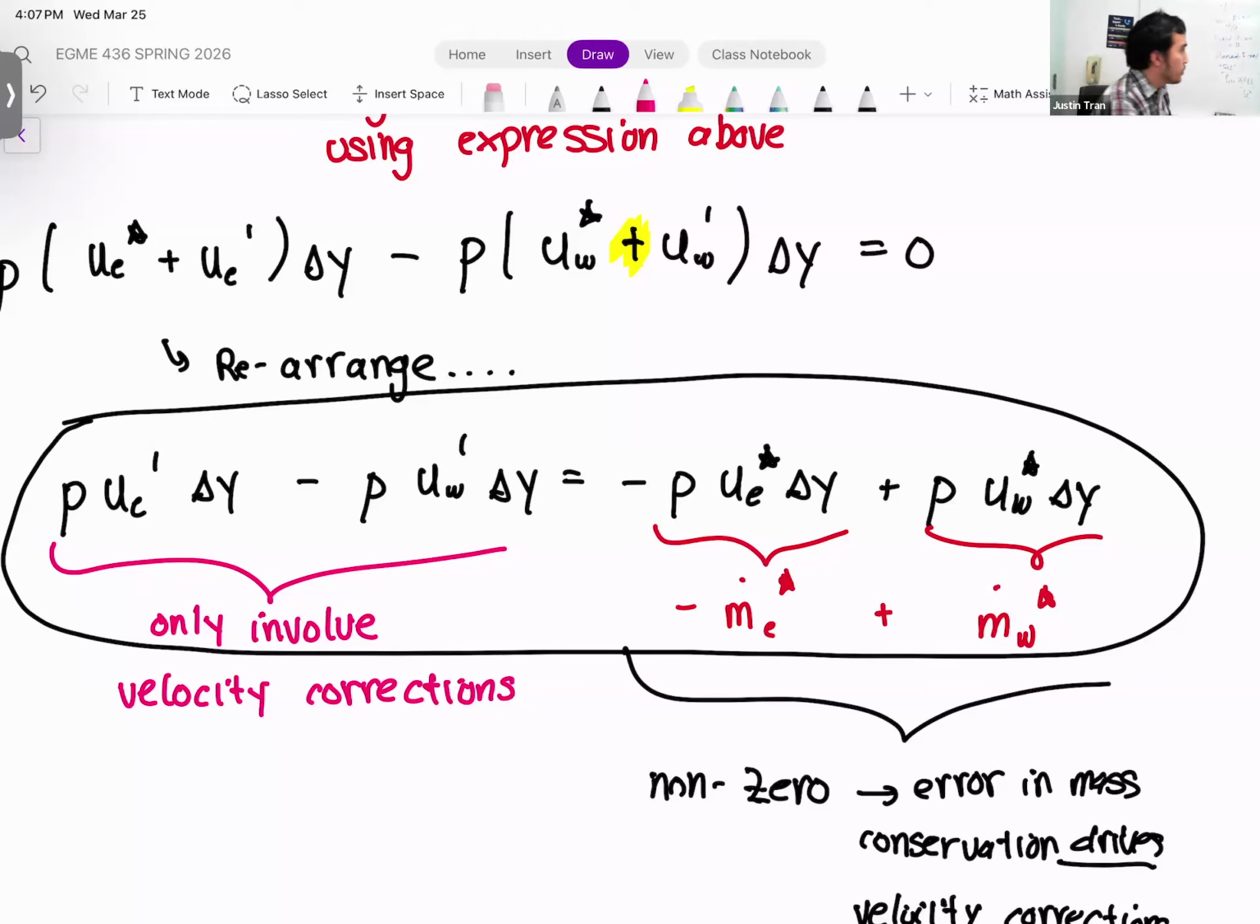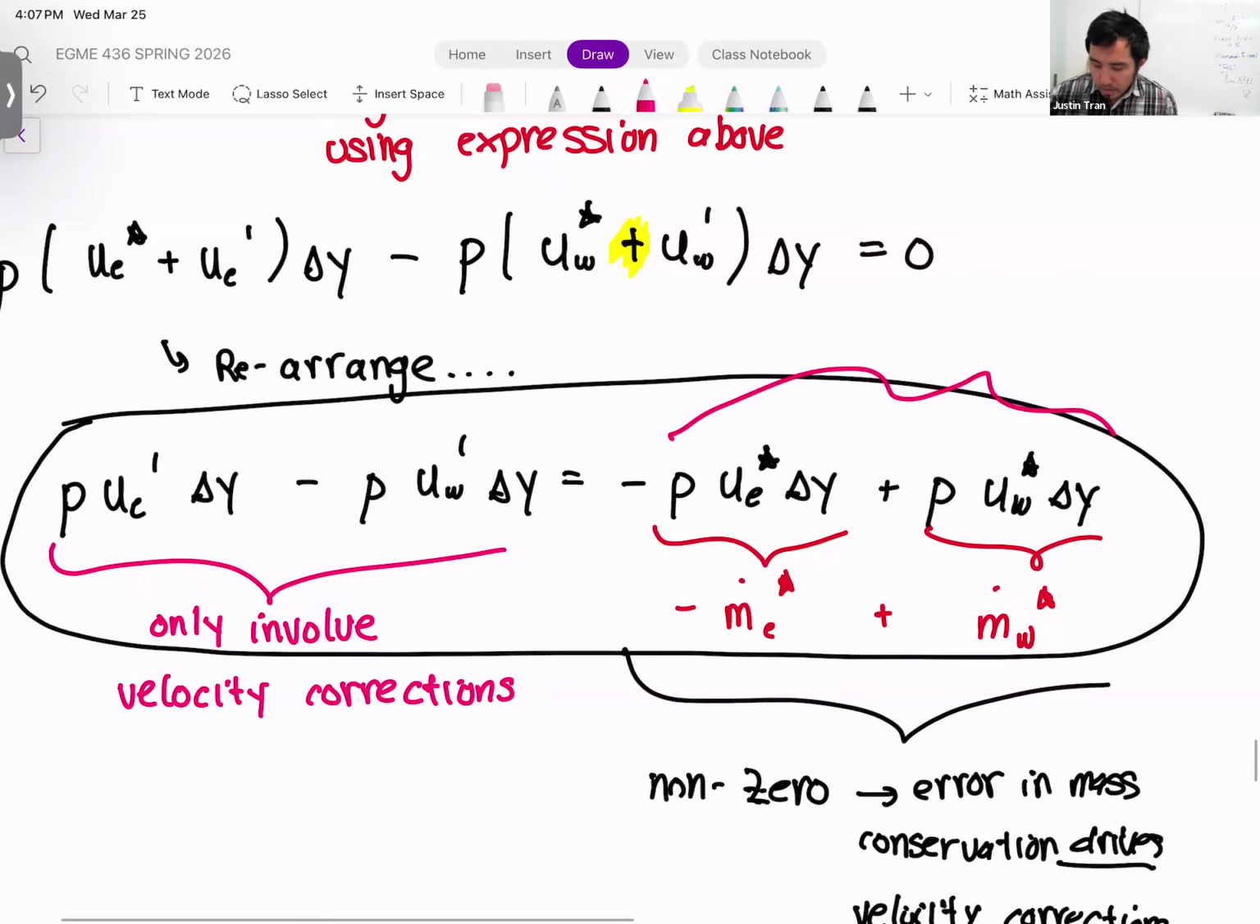Hence the prime symbol, right? So we have UE prime minus UW prime. And everything on the right here involves our updated velocity. That's the velocity that we obtain with the incorrect pressure, so these velocities are not going to be mass conserved.